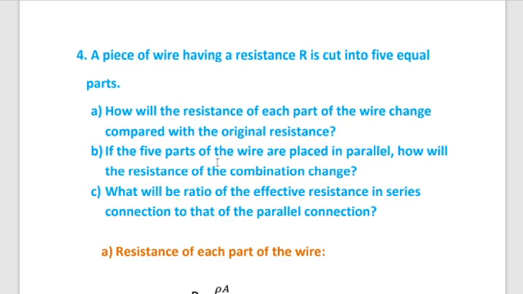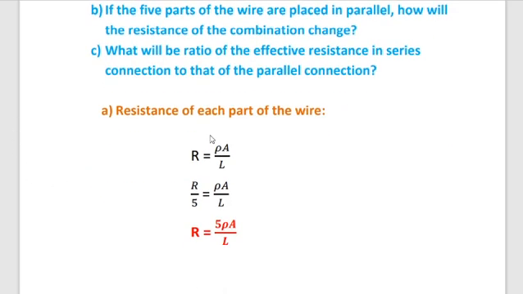If the 5 parts of the wire are placed in parallel, how will the resistance of the combination change? Then what will be ratio of the effective resistance in series connection to that of the parallel connection? So there are 3 questions asked. So yes, resistance of each part of the wire.